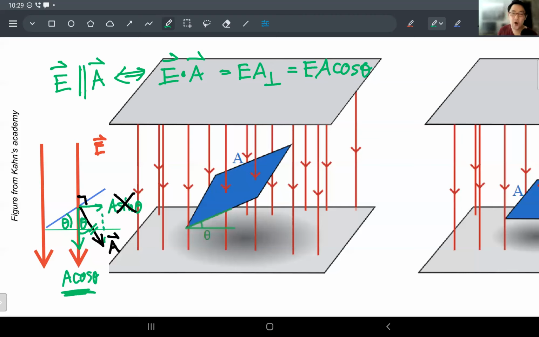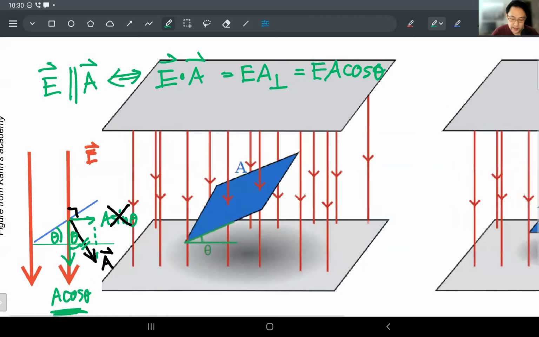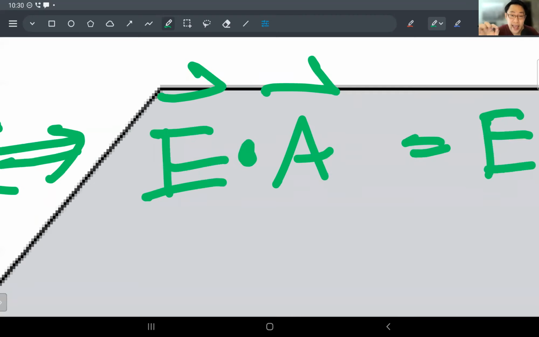Cool. So the newest stuff that you are seeing right here is, now we are introducing the area vector. And this vector is being defined to be perpendicular to the actual area. So every time that you want E to be parallel to the A, it's the same thing there that you're saying that you want E to be going through the A perpendicularly.